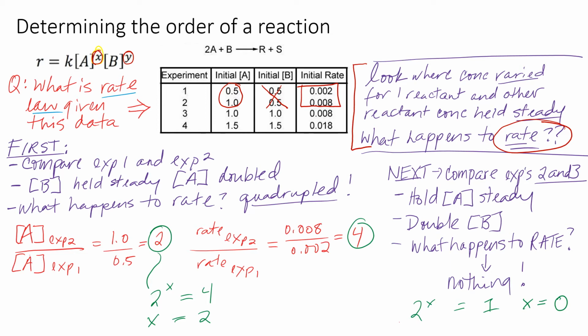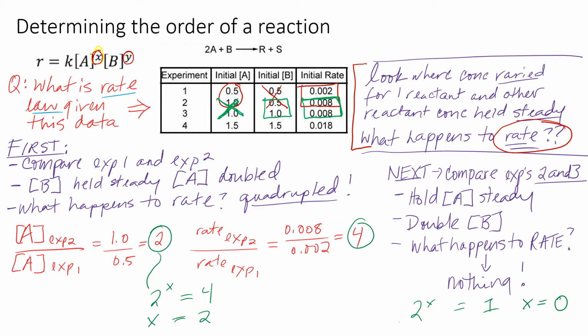Now, alternatively, we could look at a different set of experiments. Let's say we look at 2 and 3. So now notice we're actually doubling the concentration of B while we're holding A constant. This is effectively taking A out of the picture and exploring the impact of changing the concentration of B on the overall rate. So this is an interesting one because notice that we double B, but we actually don't impact the rate at all.